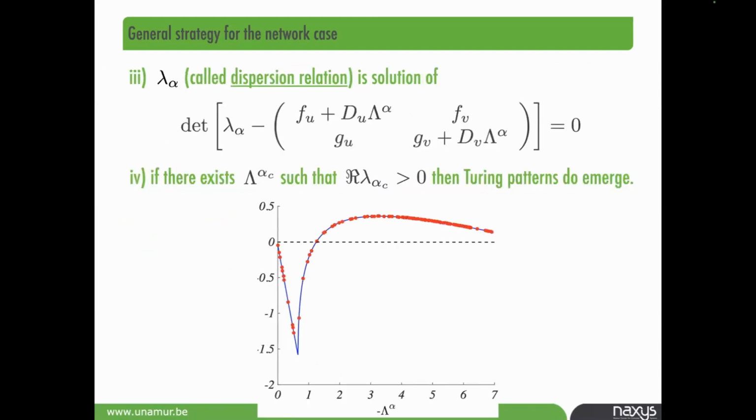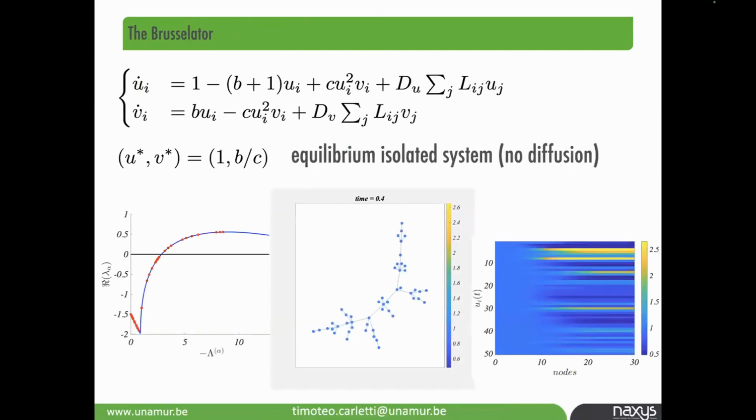Okay, observe that here we gain a lot because now we have a 2x2 system instead of 2n by 2n. So also from an algorithmic point of view, it's easier. And so the idea is the following: you compute the root of the system, the one with the largest real part, called the dispersion relation. Here you just plot it as a function of capital lambda, which is the spectrum of the Laplace matrix. These dots, and you can see that in this case, indeed, I have some positive values, a lot of positive real lambda. Okay, and so in this case, you have a pattern.